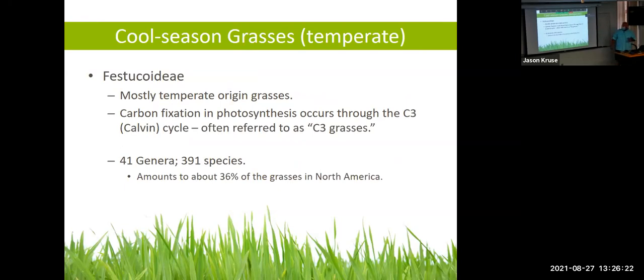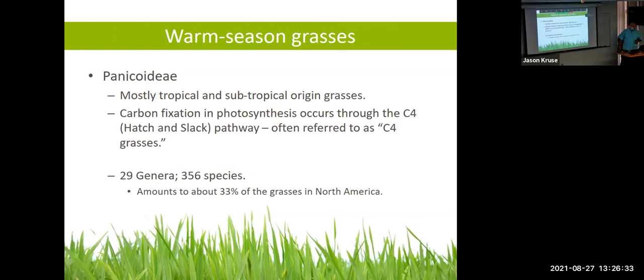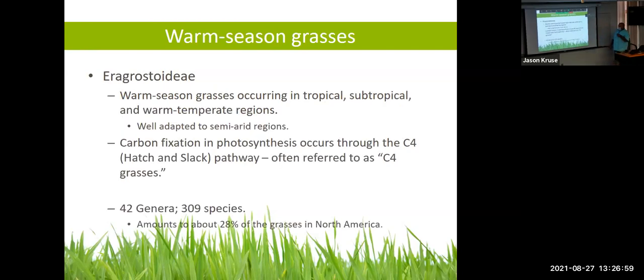C3 carbon fixation happens through the Calvin cycle. There's about 391 species, and they make up about 36% of the grasses in North America. Panicoideae are the grasses that arrive from tropical and subtropical regions, warm season grasses that have C4 carbon fixation. The carbon fixation in those, which is the Slack pathway, happens in the bundle sheath cells of the plant, which protects them from some of the oxidation that can occur outside of that and makes it a more efficient system under higher temperatures. They're about 33% of the grasses in North America.